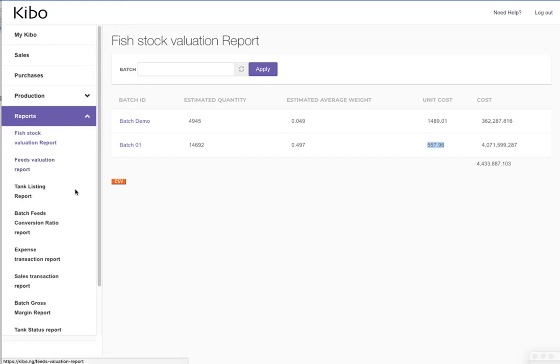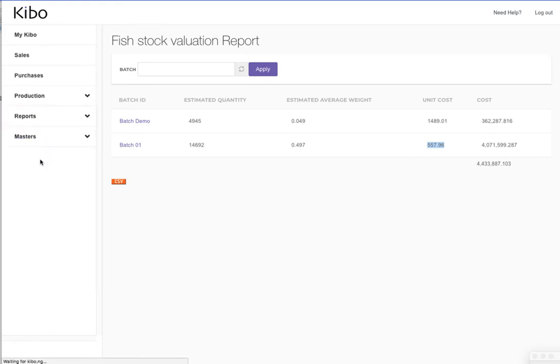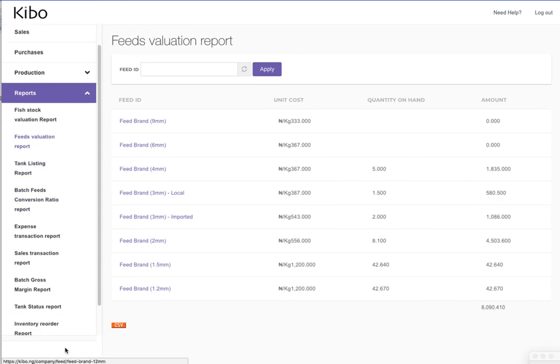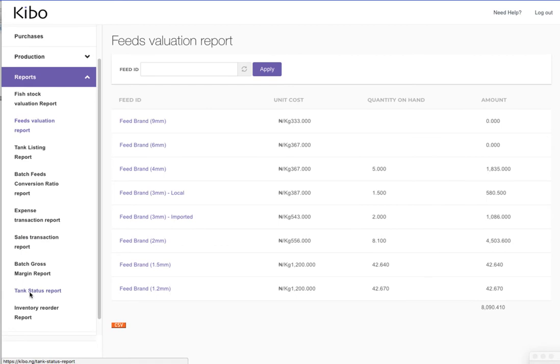Let's go to a different report. Let's look at feed valuation report, which is the total amount of feed we have sitting on our farm. We don't have a lot of feed in-house today. We have very minimal quantities in hand, but total value of feed is sitting at 8,000 naira on the farm today. Tank storage report. Let's look at this.